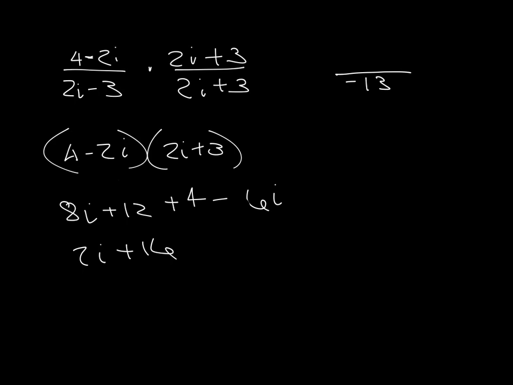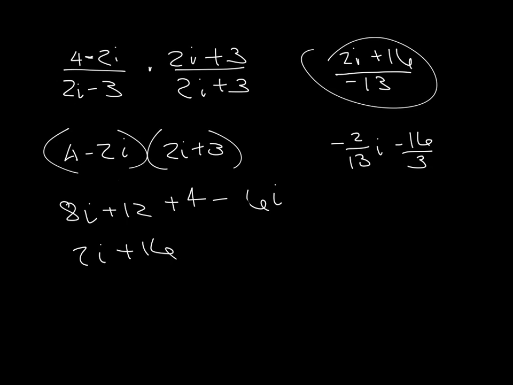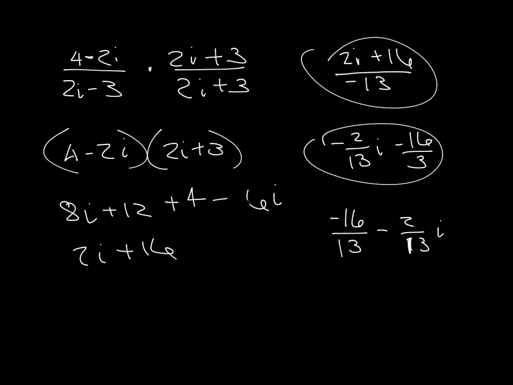Alright, and that's going to be over our -13. So let's split those up, put them in the right format. Okay, and they're backwards because my i needs to come last. Make sure you take your signs with you. And I've got -16/13 over -2/13. And that's it for lesson number 81. Not a whole lot to it, just multiplying those conjugates.